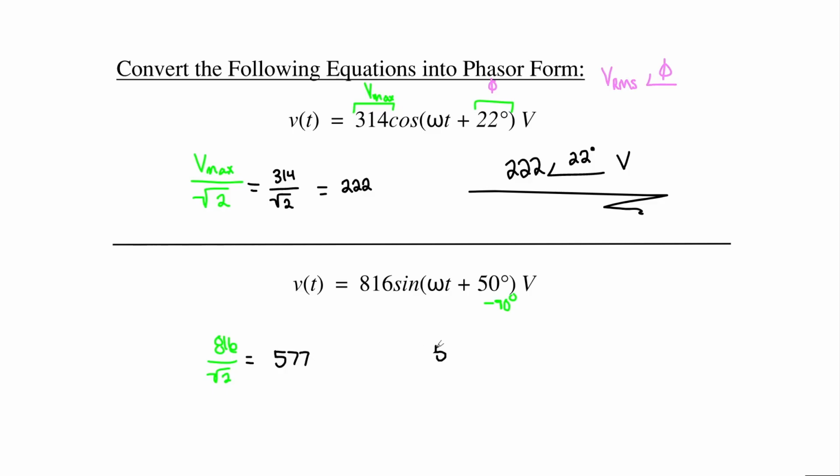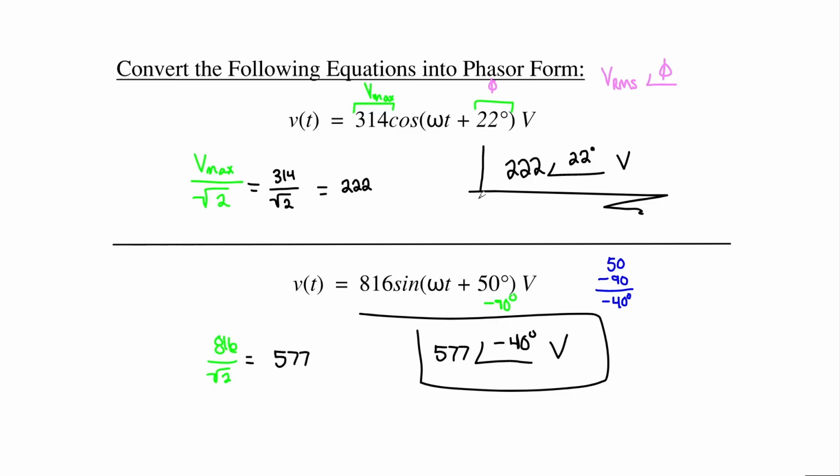Now, this can be used as our magnitude, and our phase angle is going to be 50 less 90. That gives us negative 40 degrees. That is used as our angle right here. And there we go. Both of these equations have been converted to their phasor form.